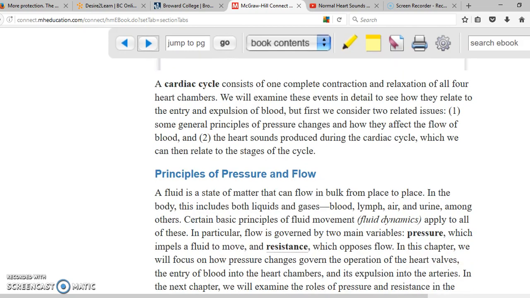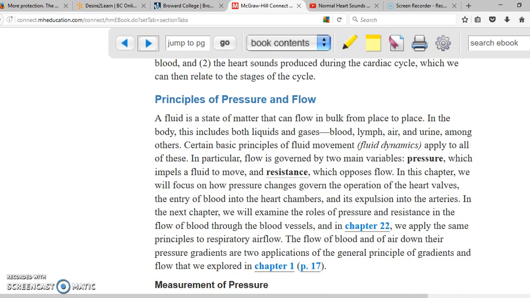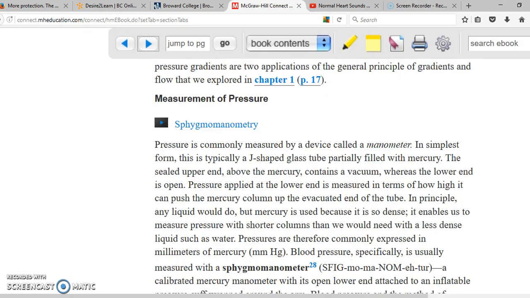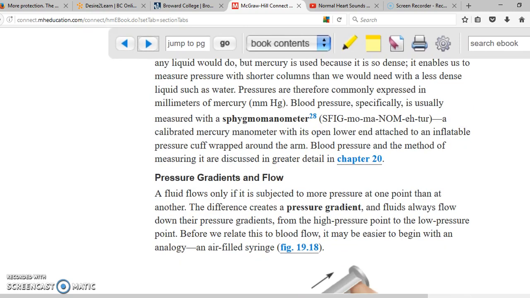So it says in here principles of pressure and flow, because this is what's going to make the blood flow inside the heart. This is very easy to understand in the sense that the measurement of pressure, for example, is done with a sphygmomanometer. Obviously, everybody has seen that. But these pressures that we're talking about are basically physics. And you have in here pressure, gradient, and flow.